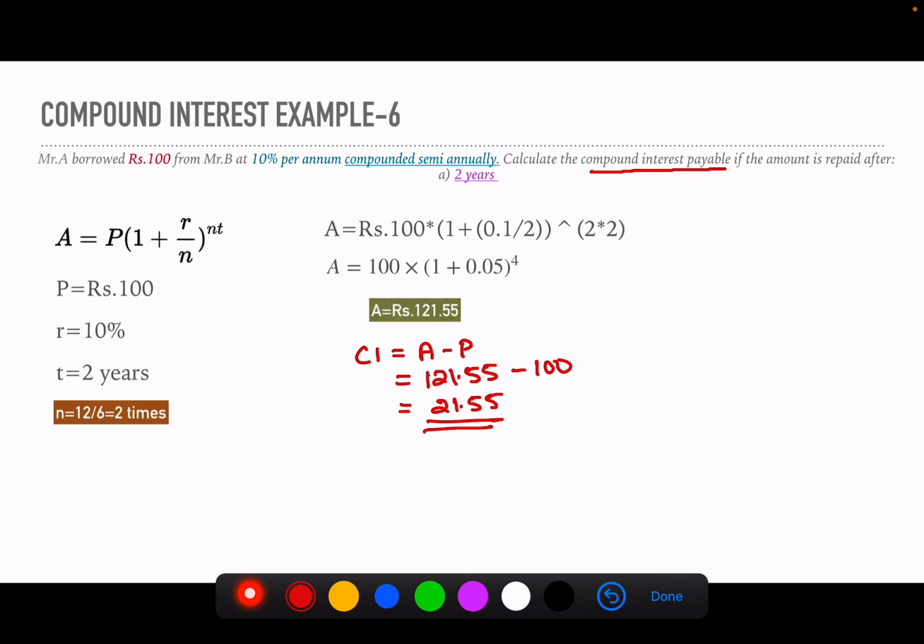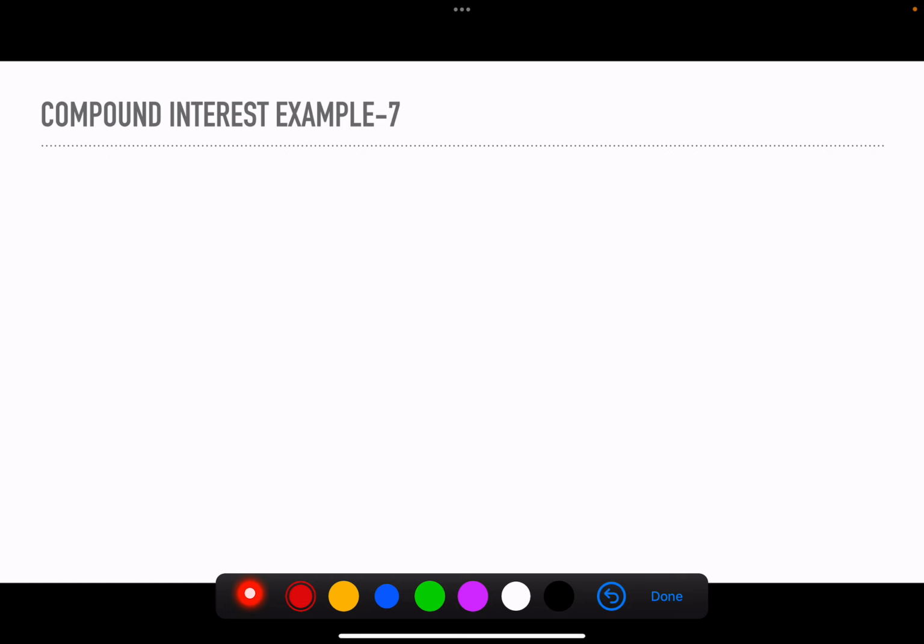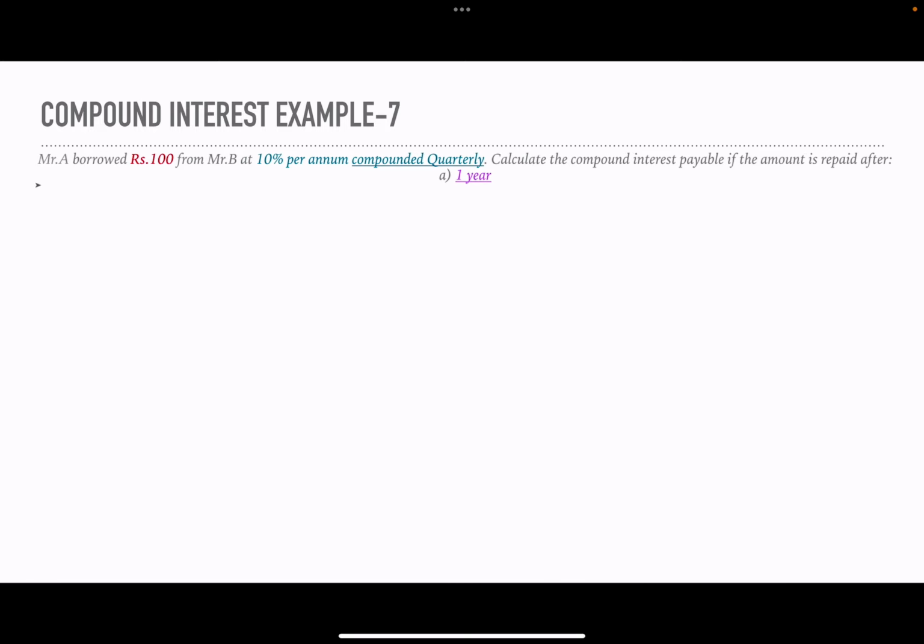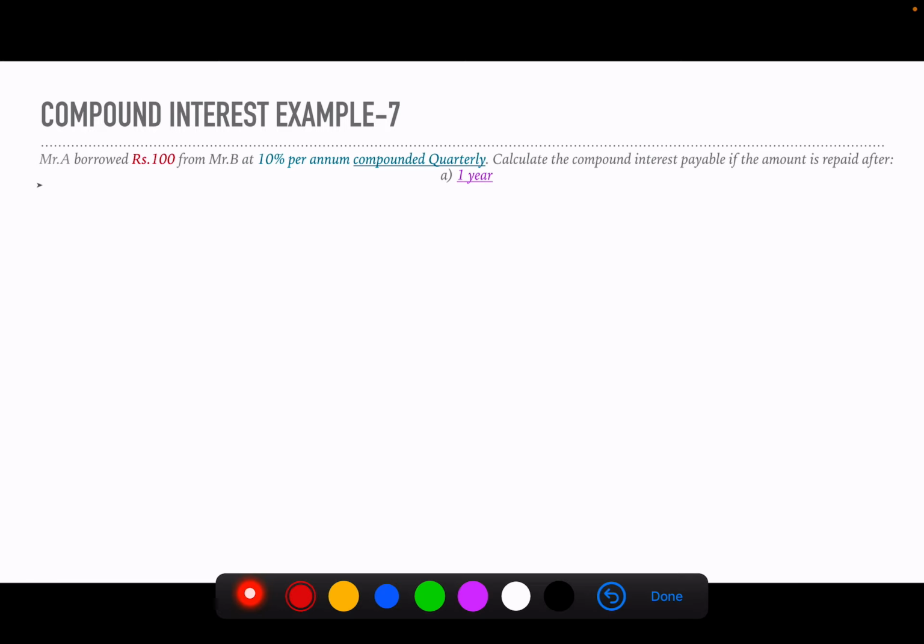Okay, moving on. Example 7. Mr. A borrowed 100 rupees from Mr. B at 10% per annum, compounded quarterly. Okay, you have to be careful. The compounding occurs quarterly. Quarterly means every 3 months. Okay, calculate the compound interest payable if the amount is repaid after 1 year.